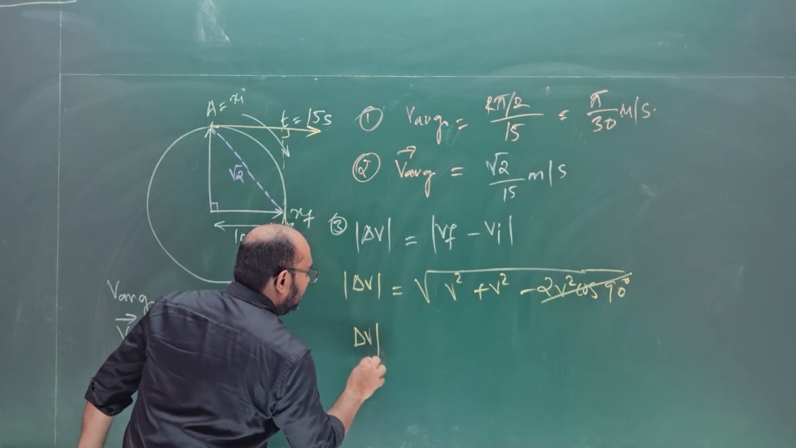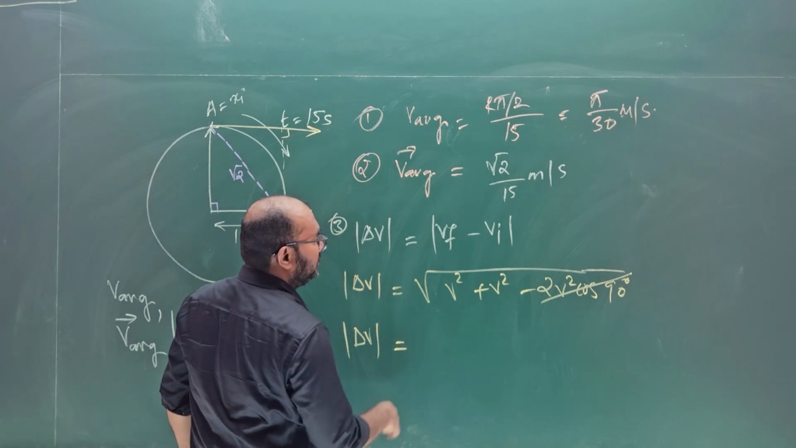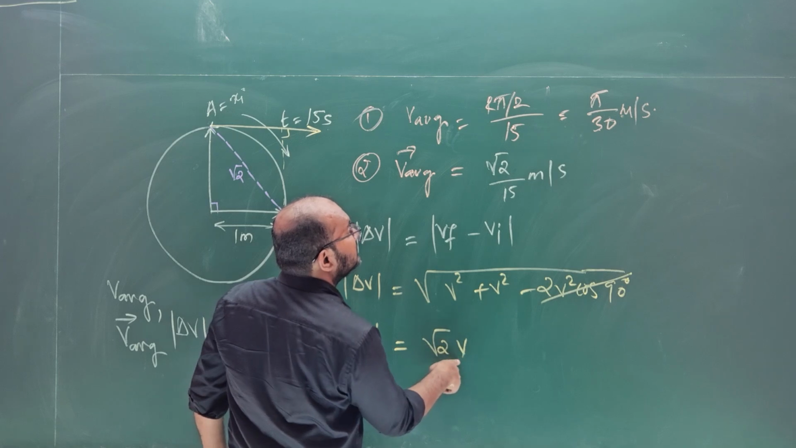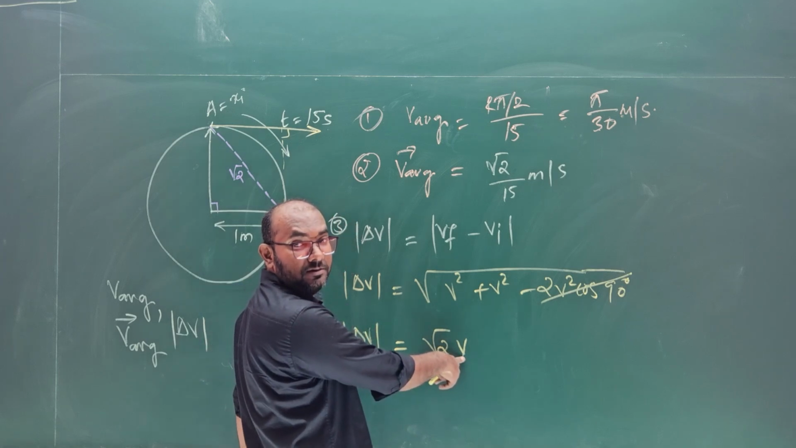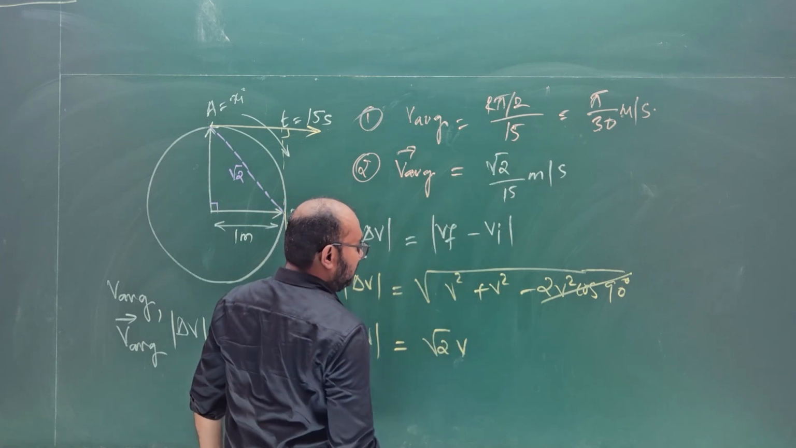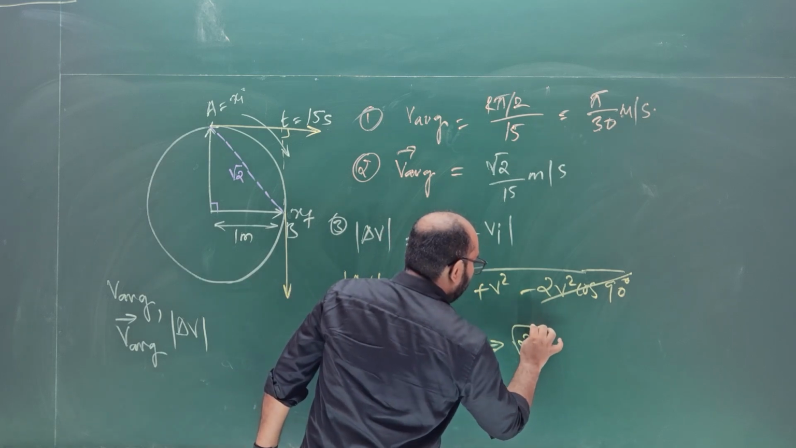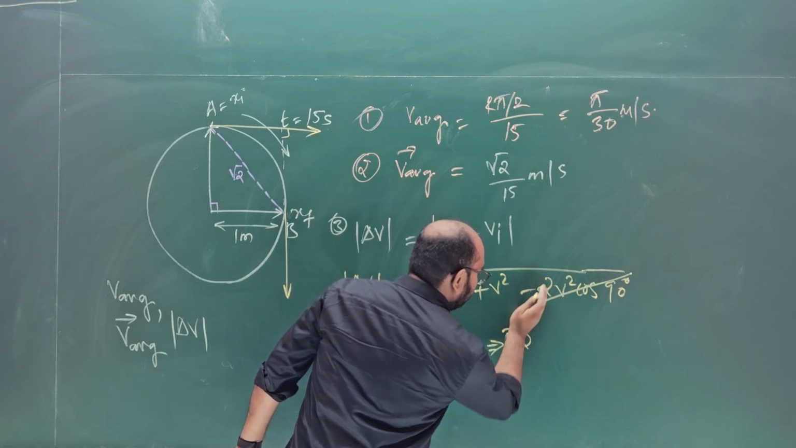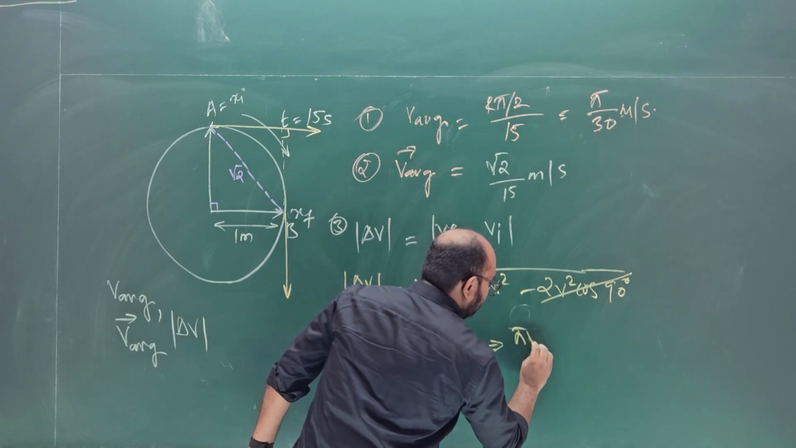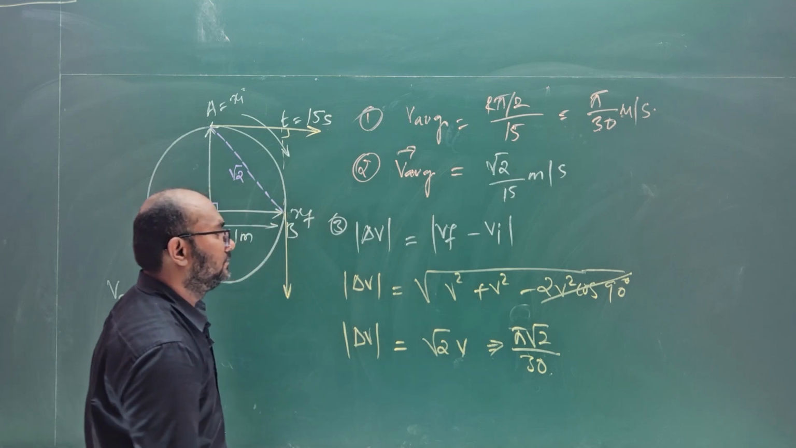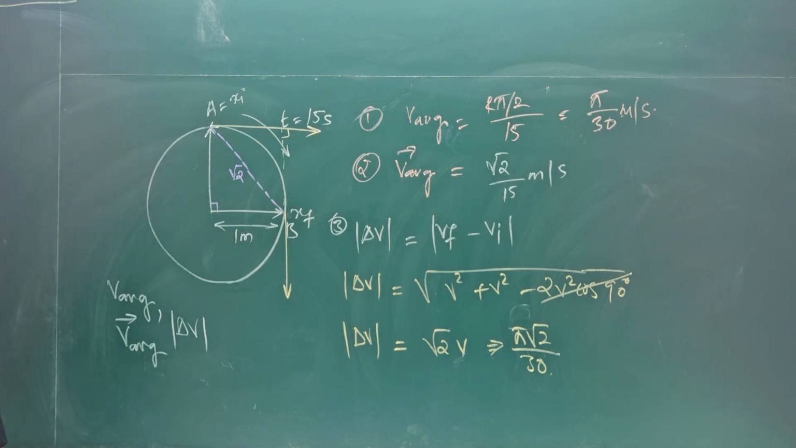So mod of delta V is nothing but root 2 V, and what is this V? Velocity or speed? Speed, very good. That means pi by 30. So this becomes root 2 pi upon 30. Write down first.